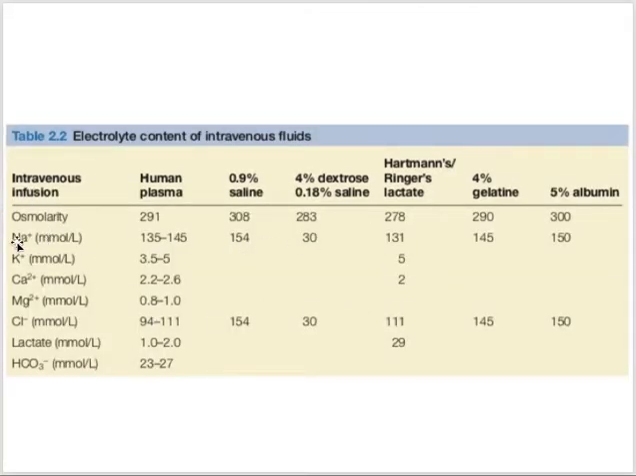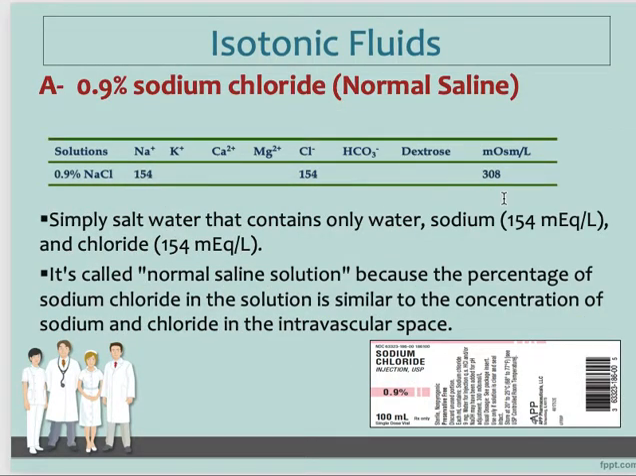So our blood has sodium, potassium, calcium, magnesium, chloride, lactate, and bicarbonates. So see, this is the normal saline water, right? Saline, right? So thus osmolality is very close to the blood, 308 milliosmol per liter. And it contains 154 milliequivalent per liter of sodium, and 154 milliequivalent per liter of chloride.